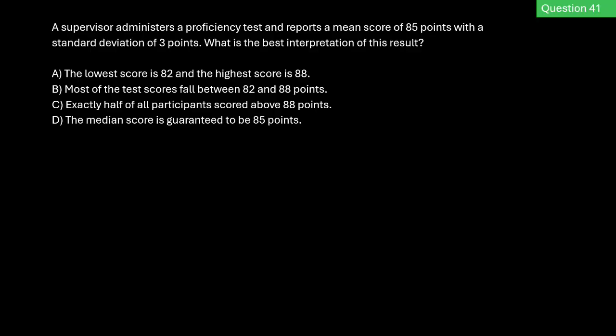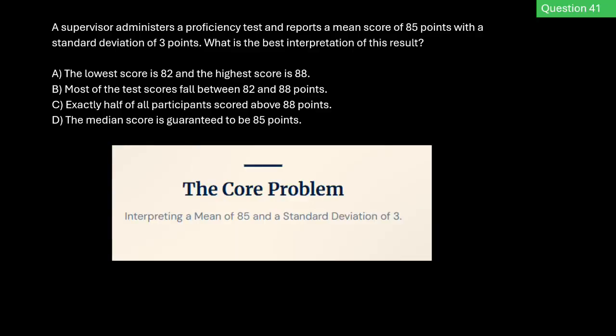A supervisor administers a proficiency test and reports a mean score of 85 points with a standard deviation of 3 points. What is the best interpretation of this result? So, this question is testing our understanding of what a mean and the standard deviation actually tell us.